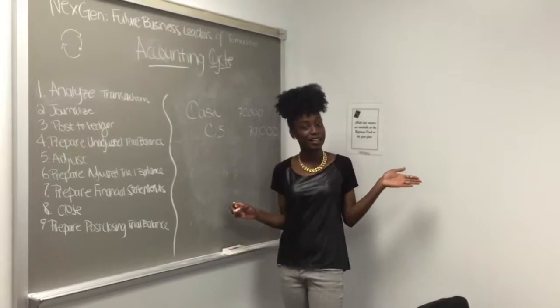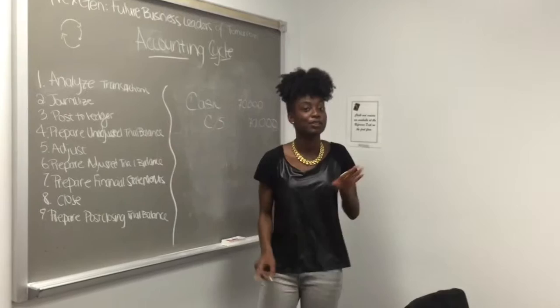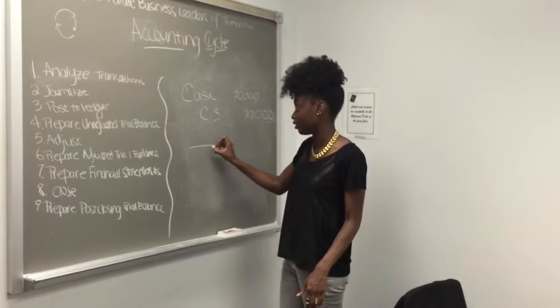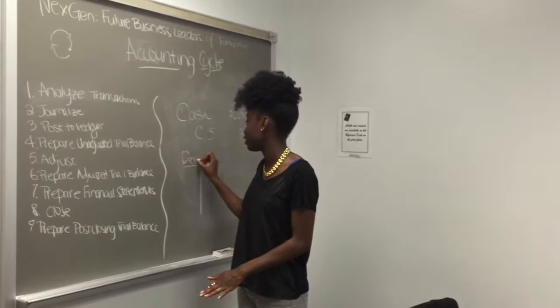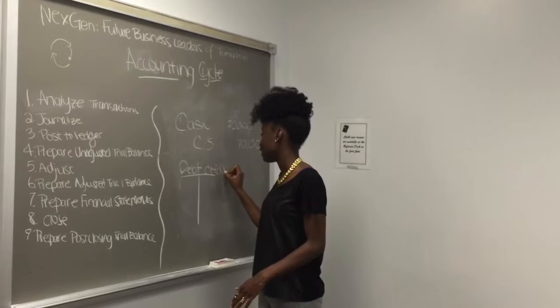Okay, hi, I'm Simone Mills, and I'm going to talk about the third step in the accounting cycle, which is posting to the ledger. Another way of saying post to the ledger is making T accounts. It's basically a chart that looks like a T, and what this does is divide your debits and your credits. The left side is your debit side, and your right side is your credit side. That's all debits and credits means. Don't think about your debit card or your credit card.